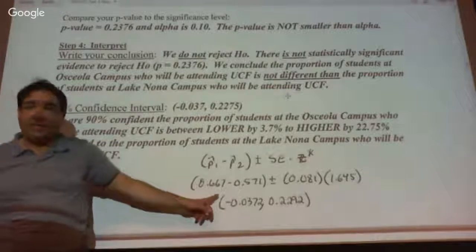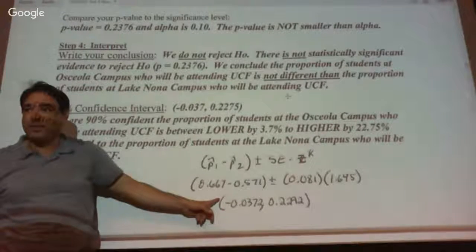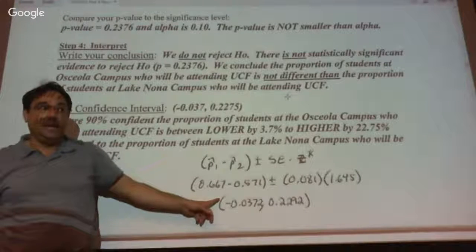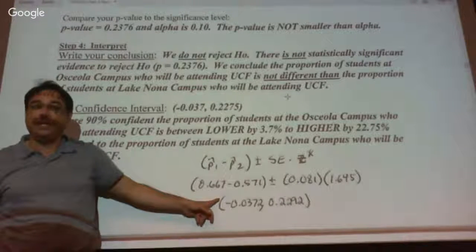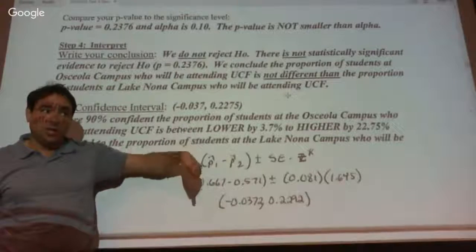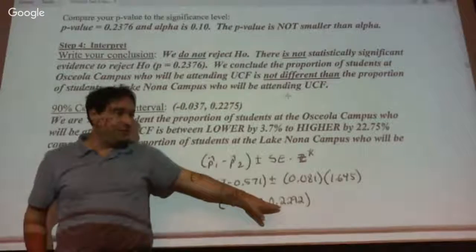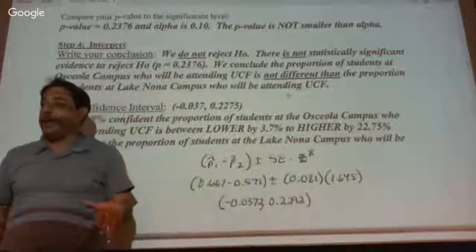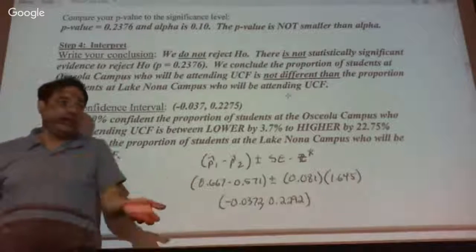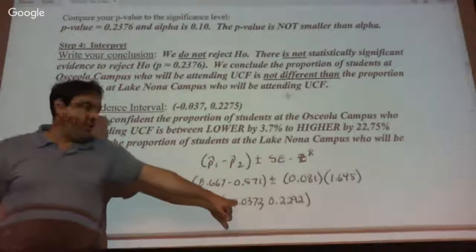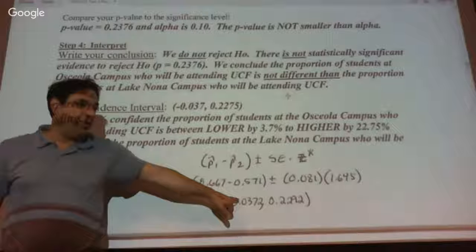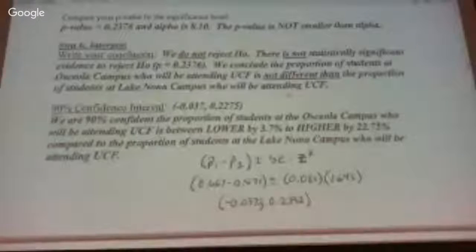Now, do I have to explain what the negative and the positive mean? Yeah, negative means it could be lower. Positive means it could be higher. Now, why do I do that? Because I'm comparing Osceola to Lake Nona. And am I going to leave it at 0.03 or should I put 3%? 3%. But before we write the sentence, let's check it in the calculator.